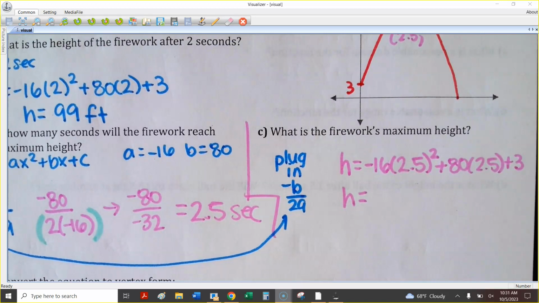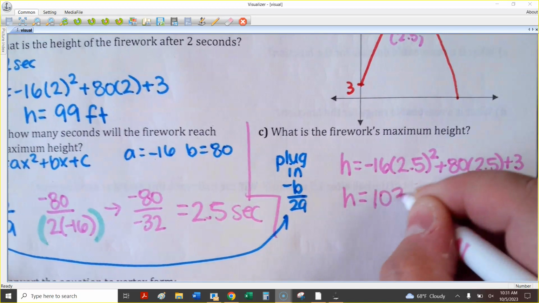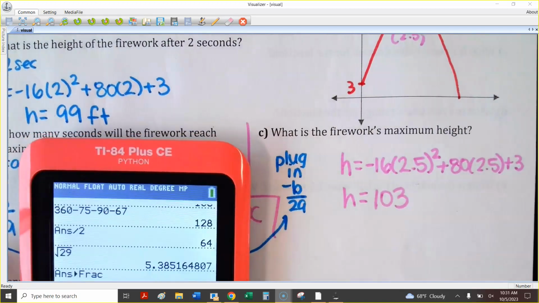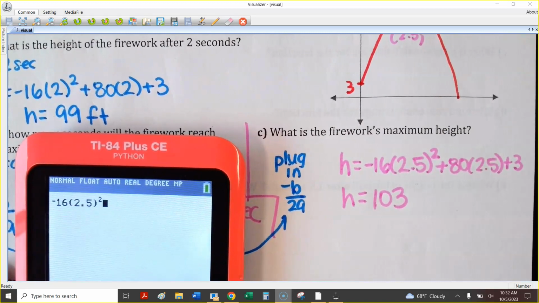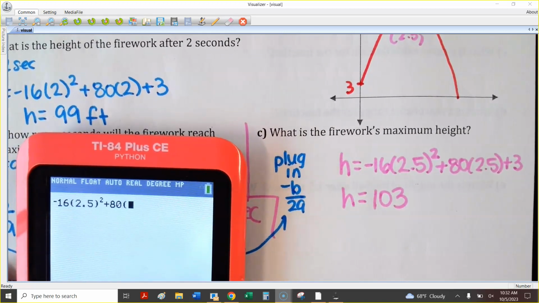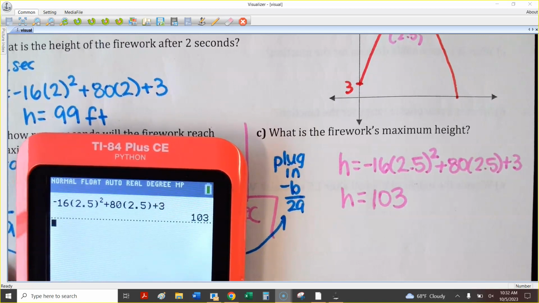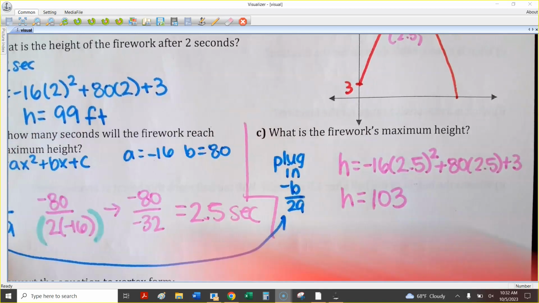Close, close. What'd you get? I think it should be 103. Let me check. I bet Monet forgot to square the 2.5. So I got negative 16, 2.5. Don't forget to square it. And then plus 80 times 2.5 plus 3. Has to be 103. That would be your maximum height.